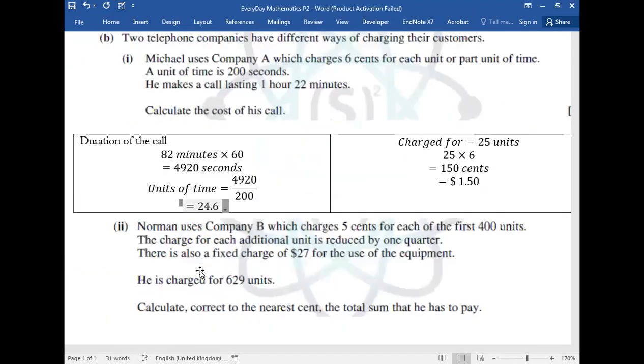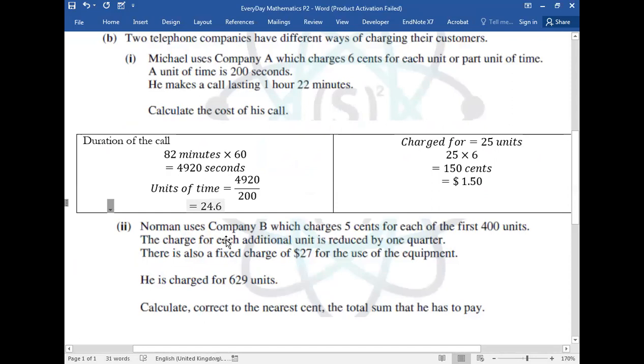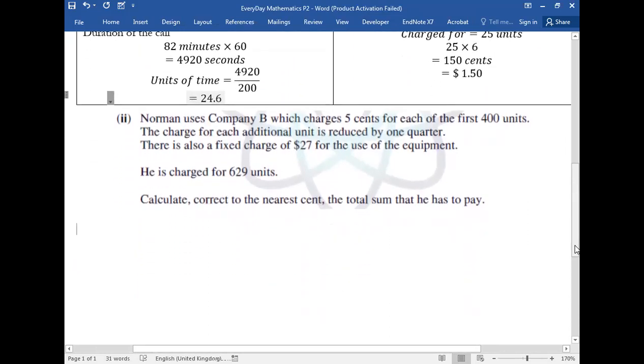Okay, class. Norman uses company B. Now, how does company B charge? 5 cents for each of the first 400 units. The charge for each additional unit is reduced by 1/4. There is also a fixed charge of $27 for the use of the equipment. He's charged for 629 units. Calculate correct to the nearest cent the total sum of money that he has to pay.